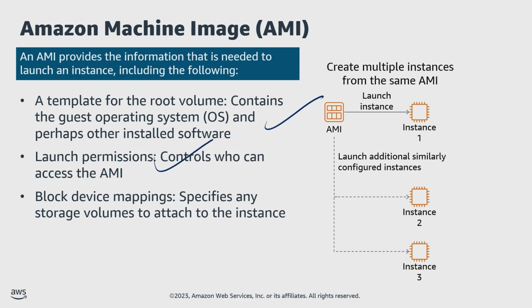Launch permissions control which AWS accounts can use the AMI to launch instances, and block device mappings specify additional storage volumes to attach to the instance when it's launched. You can launch multiple instances from a single AMI. This provides several related benefits.